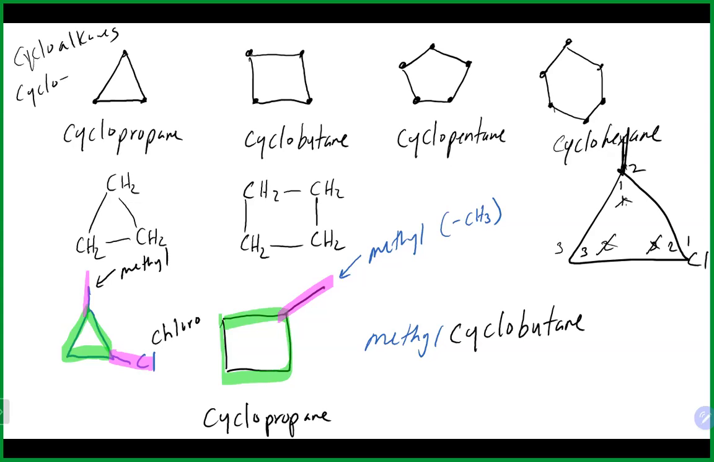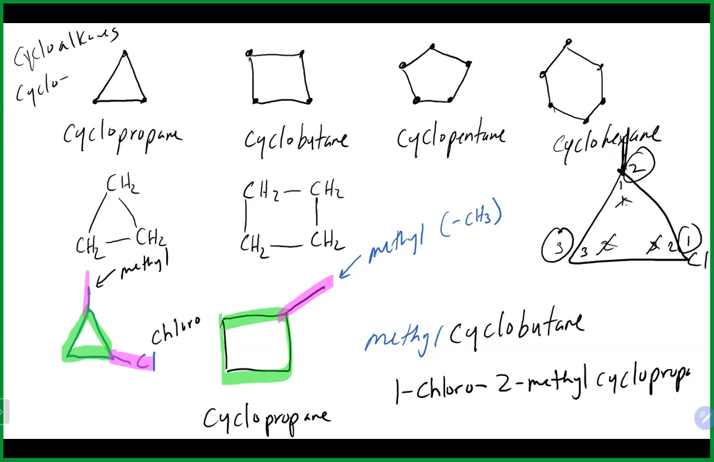Which one should get the 1 in this case? Alphabetical, which one should come first? The chlorine, yeah. Because the chlorine should come first, and there is no real difference in terms of which way you would number those, you would want to start with the chlorine and go this way, which means we would have 1-chloro-2-methylcyclopropane.